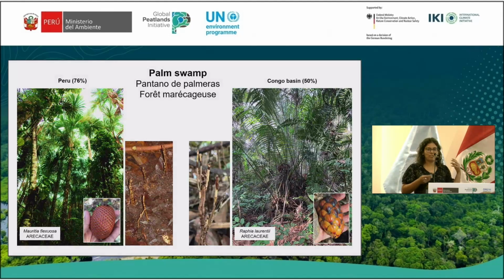What is interesting is that these plants belong to the same subfamily, Calamoideae. So they share similar morphologies and also adaptations to these waterlogged conditions, like the pneumatophorous roots that you see in these pictures.